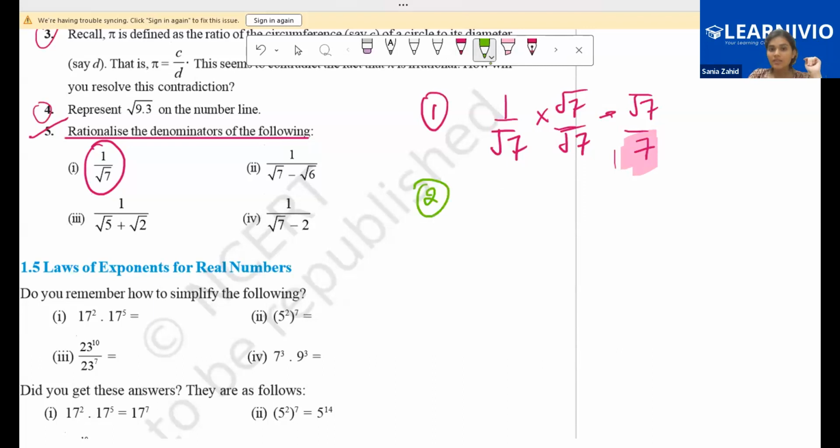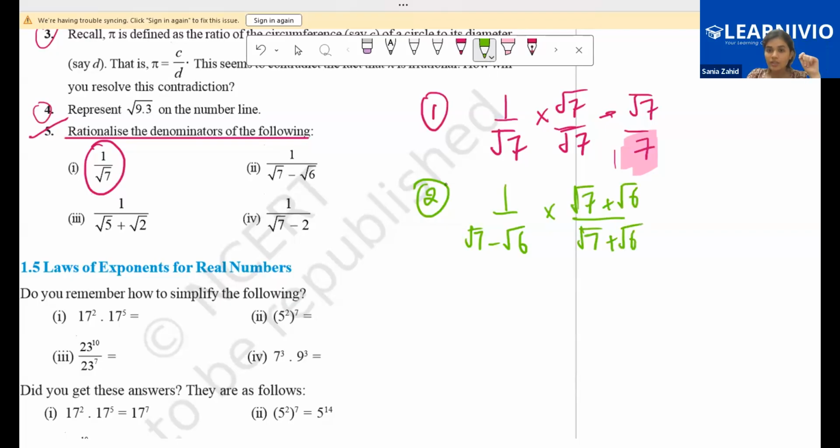Now, similarly, the second one is 1 by root 7 minus root 6. You have to rationalize this. So how do you do this? You will, again, multiply and divide with the same denominator. But remember one thing: whenever the denominator has a negative sign between them, you multiply and divide with a positive sign. So you write root 7 plus root 6, again root 7 plus root 6.